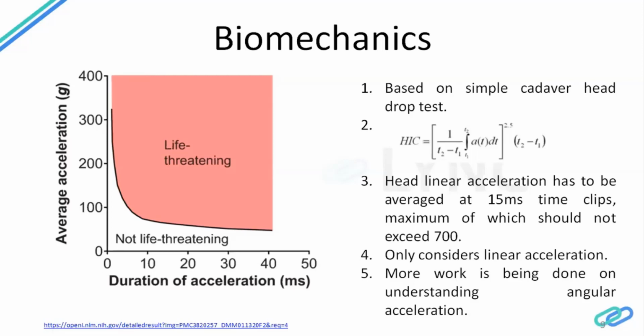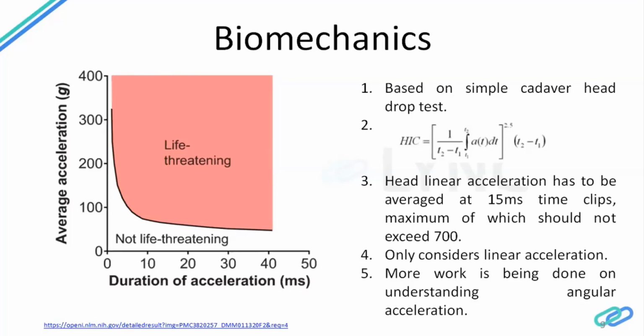Earlier it was 1000 for a 36 millisecond time clip. Now it is 700 for the 50 millisecond time clip. This is very stringent when you actually try to do this. So if you have 700 or less than 700, you can safely say that the occupant will not have any kind of skull fractures, ergo, they will not have any skull injuries.